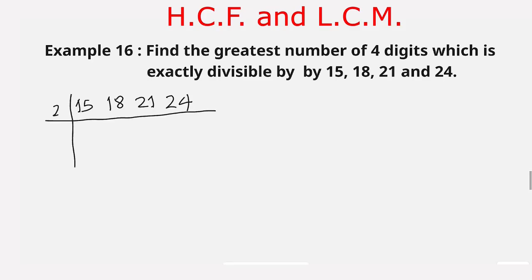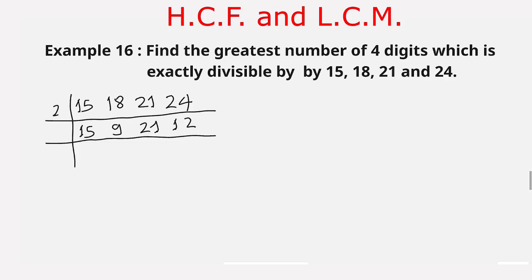We first divide it by 2. 15 we carry as it is. 18 divided by 2 gives us 9. 21 we carry as it is. 24 divided by 2 gives us 12. Now there is no 2 common number divisible by 2.